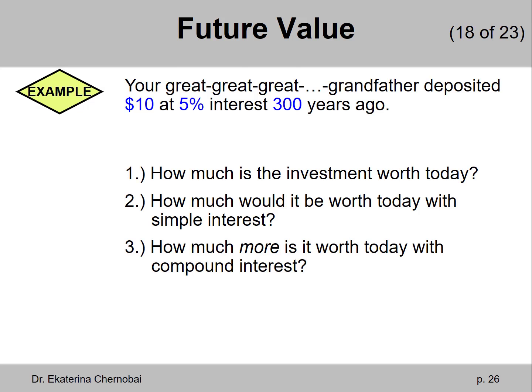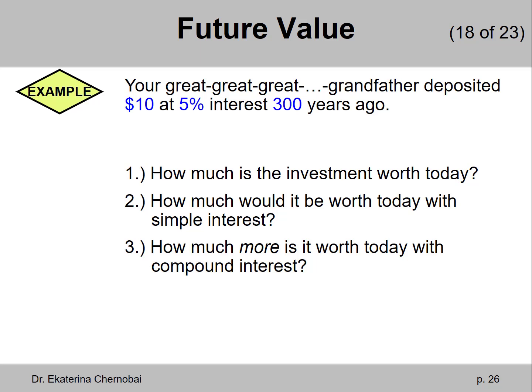Let's move on. Next example. Your great-great-great-grandfather deposited $10 at 5% interest 300 years ago. By the way, when a problem does not clearly state which time period the interest rate is for, you should always assume it's for 1 year. So 5% interest should be interpreted as 5% annual interest rate.